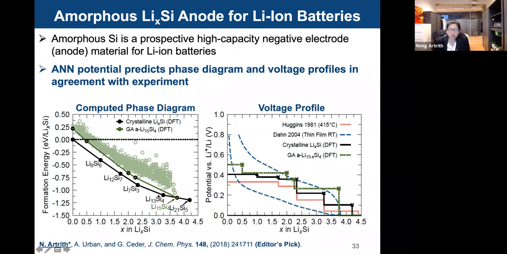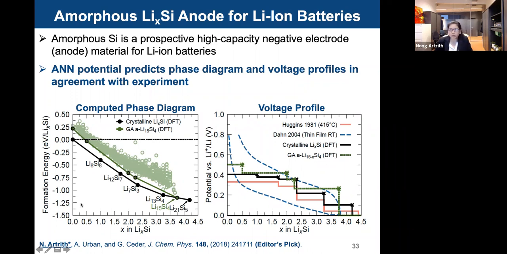But one example that I would like to show you before we really move to the tutorials, I would like to show how complicated amorphous lithium silicon is. This is the silicon anode for lithium-ion batteries. So we trained a neural network potential to reproduce all of the lithium silicon ground state crystal structures, and also amorphous structures. Here on the left, you can see the phase diagram of different lithium silicon alloys, and the neural potentials predict the same structures and energies as DFT.